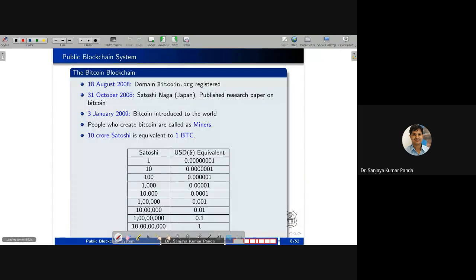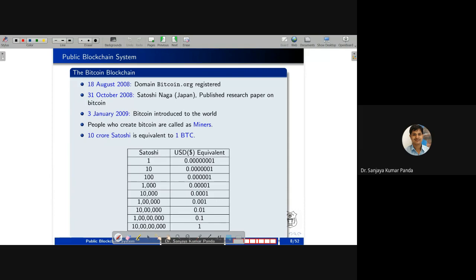Now, if you see the Bitcoin blockchain, the domain bitcoin.org that you can visit was registered in the month of August 2008. The person Satoshi Nakamoto from Japan published a research paper on Bitcoin on 31st October 2008, and Bitcoin was first introduced to the world in the year 2009.